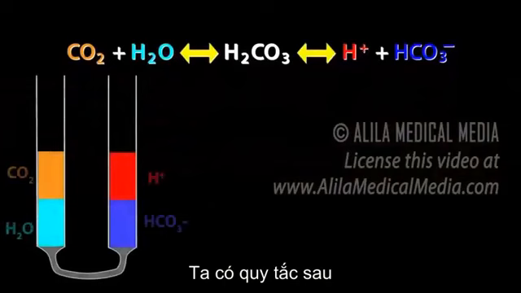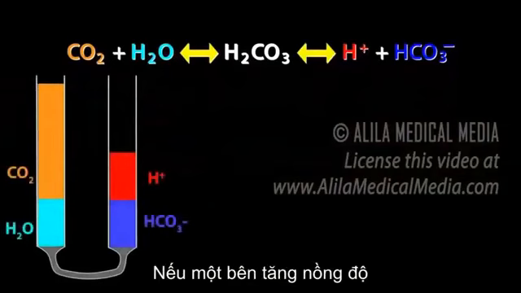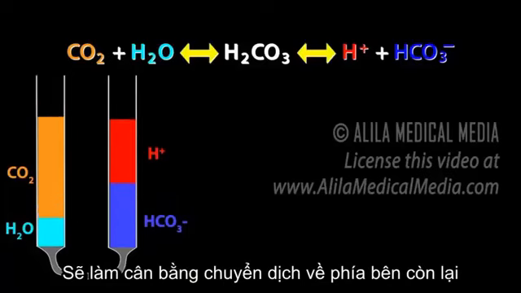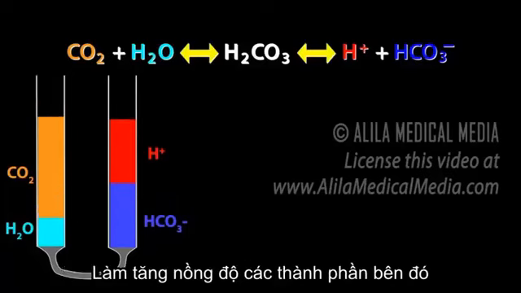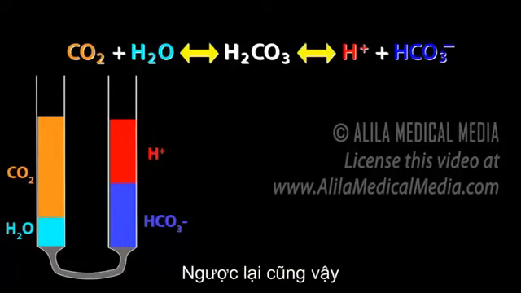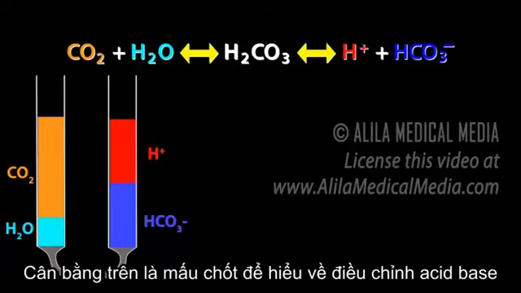The rule of thumb is, an increase in concentration of any component on one side will shift the equation to the other side, leading to increased concentrations of all components on that side, and vice versa. This equilibrium is central to understand acid-base regulation.